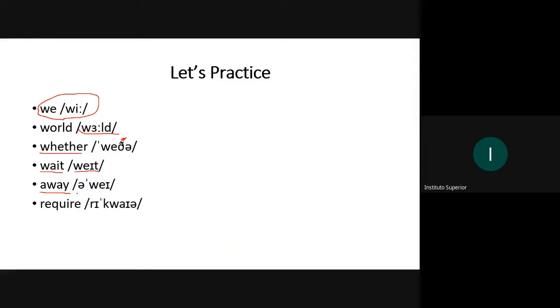Here, this one. Away. We say away. The second one, okay. This one. Require. We say require. Why? Require. Here we have the transcription.